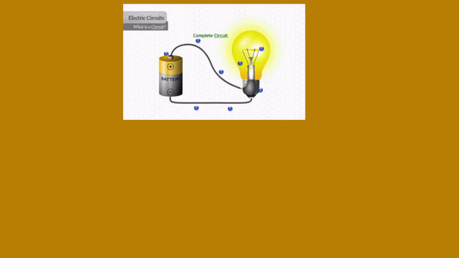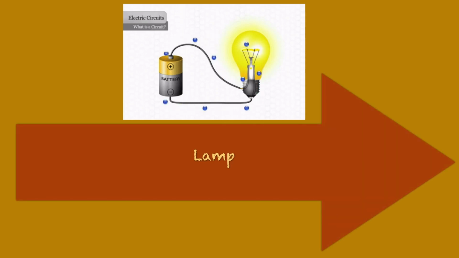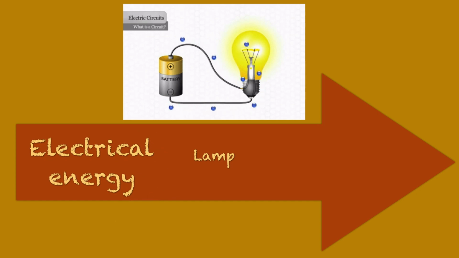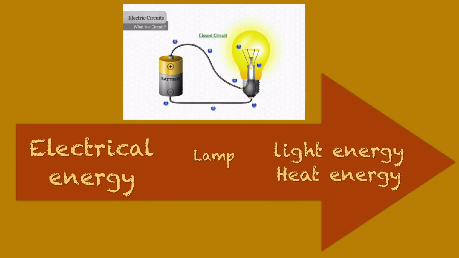Another device which uses electricity is the lamp, which uses the electric energy as an input and converts it into light and heat as an output. Light is the main purpose of making lamps, but heat is an undesirable output, which is considered as wasted energy.